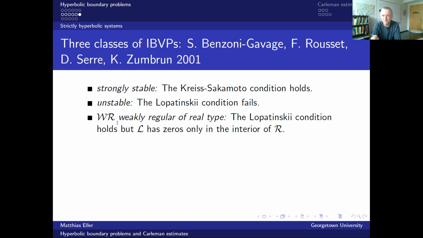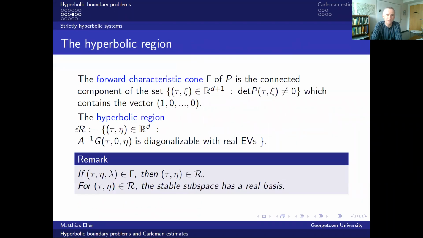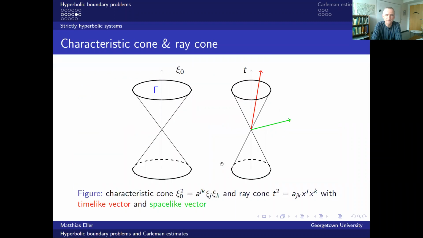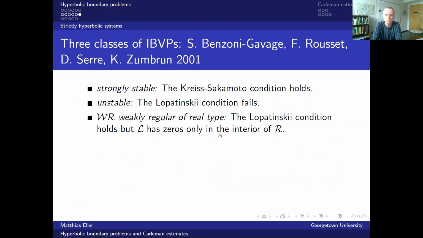And now very interesting, there's, so to speak, something in between, weakly regular of real type. Lopatinskii condition holds, but okay, the uniformity, here written basically this L, I can write it also as a Lopatinskii determinant, has zeros only in the interior of this hyperbolic region here, R, which I had here, hyperbolic region. So that's where zeros are allowed, only in the hyperbolic region.